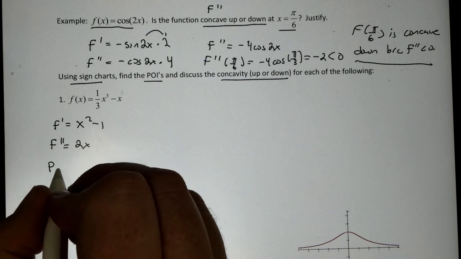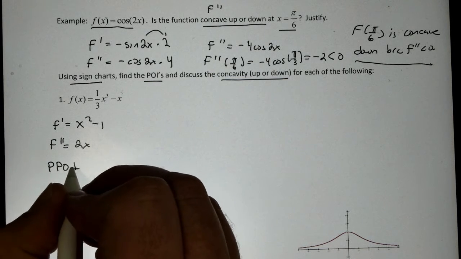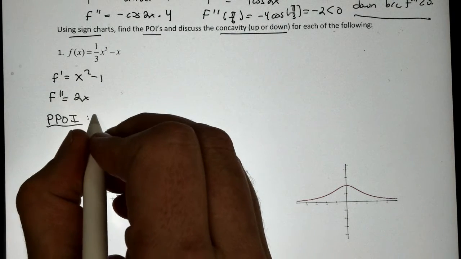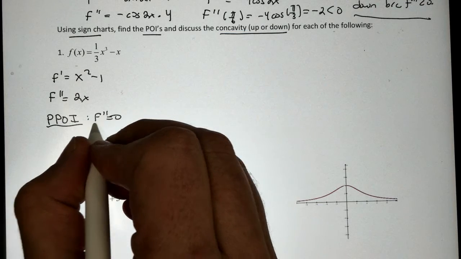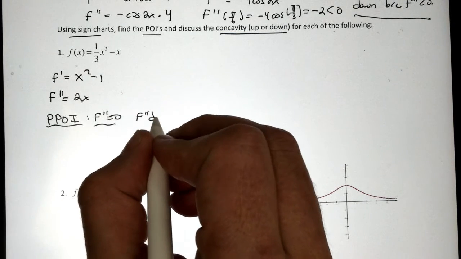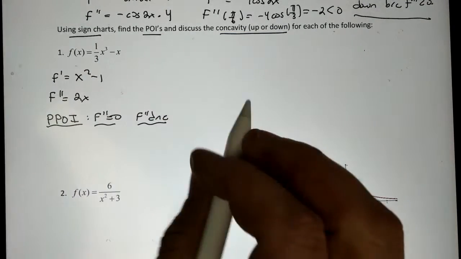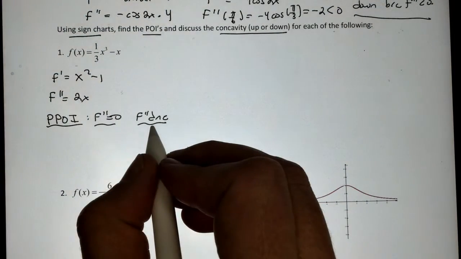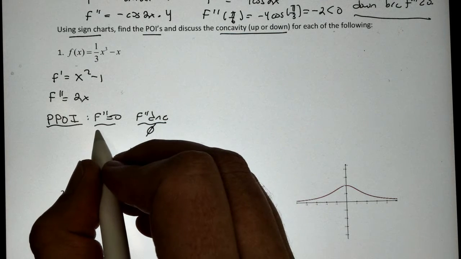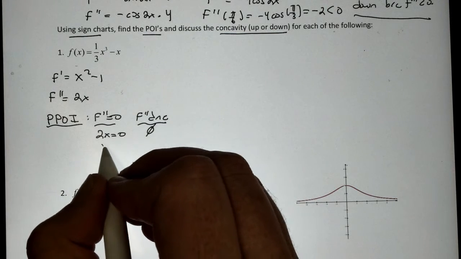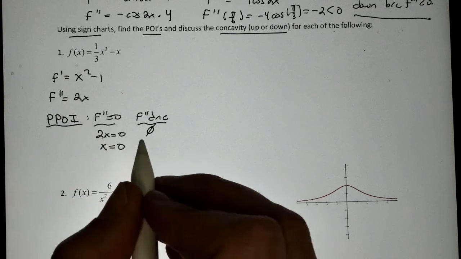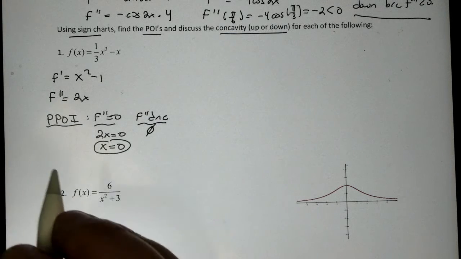We now want to find our possible points of inflection. Our rule here: we want to find where the second derivative is 0 and where the second derivative does not exist. Now notice we're not dividing by anything, so we don't have to worry about the DNE here. But we do have a spot where it's going to equal 0, and of course that's just going to be 0. So we have one possible point of inflection.